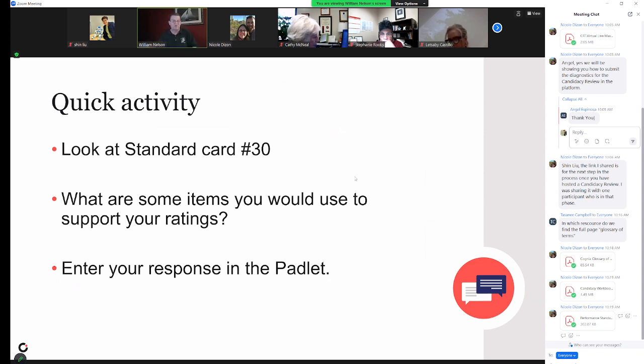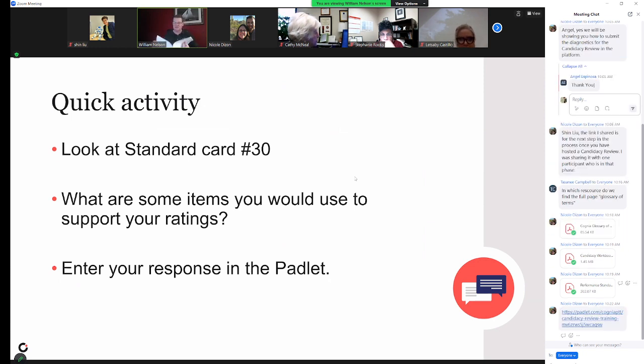Certainly you can do so electronically, but take a look at Standard 30, and Standard 30 is growth and learning, and it is about a balanced assessment system. It's sad but true, but you know, our members of the professional training team have the standards memorized. In Standard 30, it is saying learners' progress is measured through a balanced assessment system that includes assessment both for learning and of learning. So we're looking at a balanced assessment in Standard 30. What are some items you would use to support your ratings.